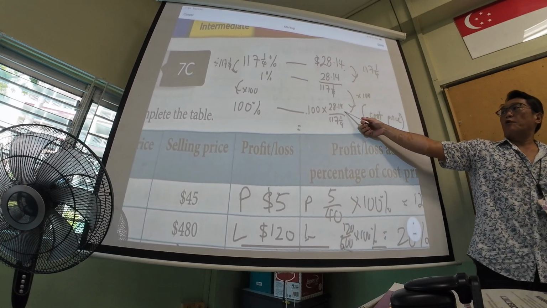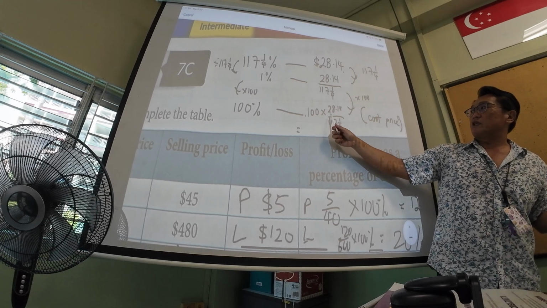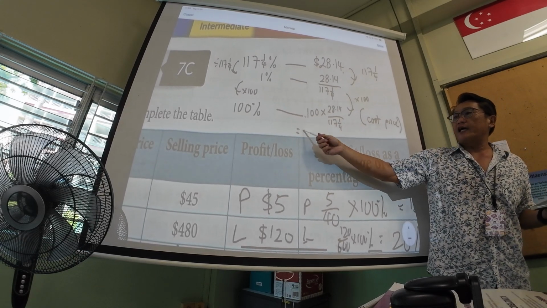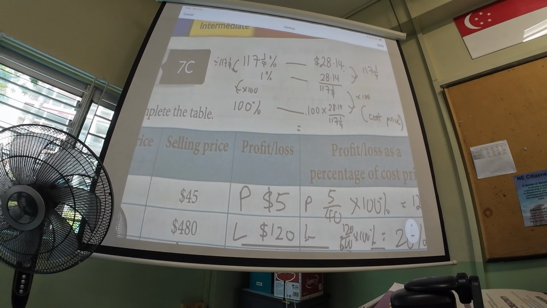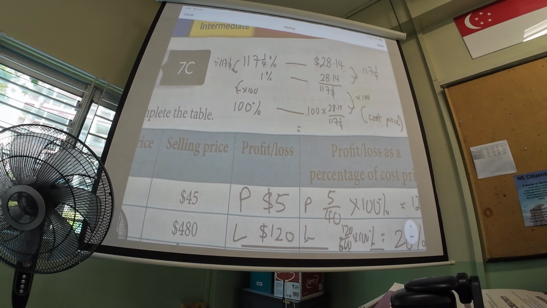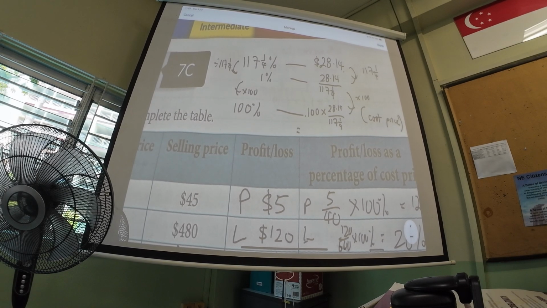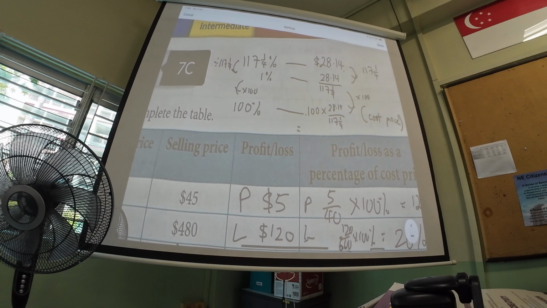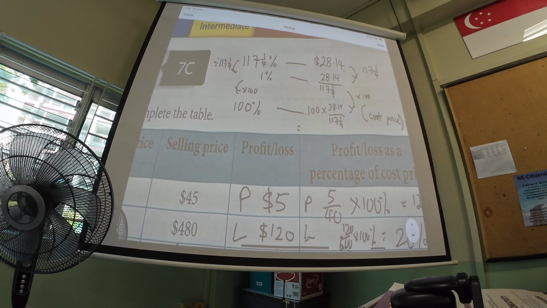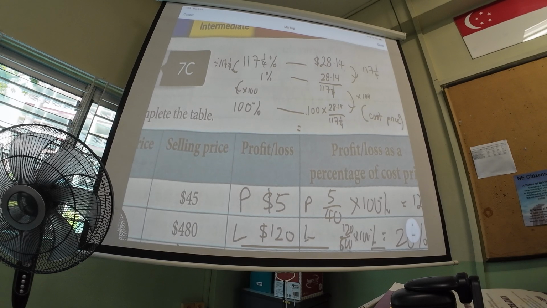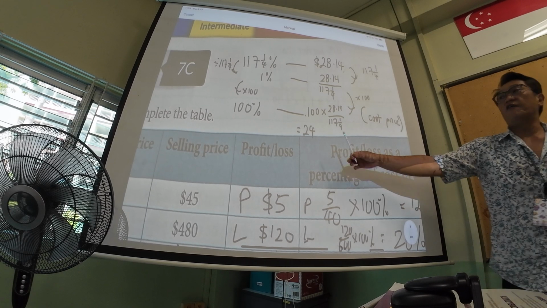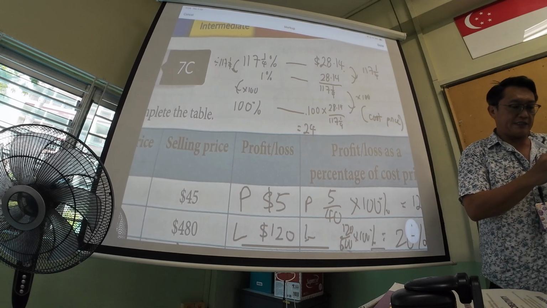Okay? So 28.14 divided by 117.25 and then multiply by 100. I will get 100%, how much is the cost price. Okay, this part, if you are more familiar with any other way, multiply and divide, you can do your own way. But make sure you don't mix up which one is multiply, which one is divide. Okay? 24. So 24 is my cost price.